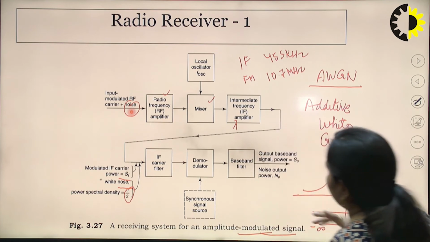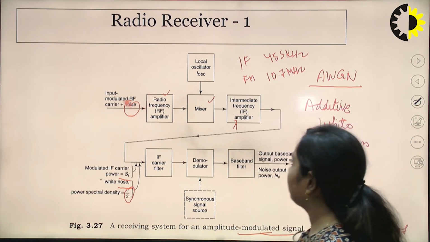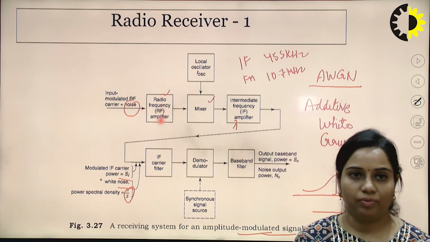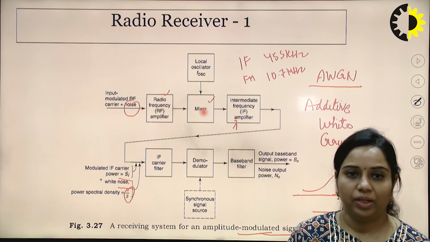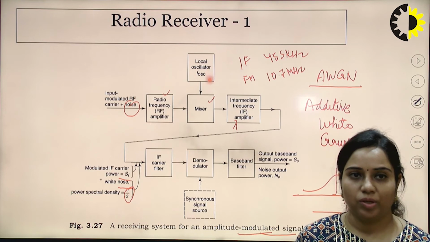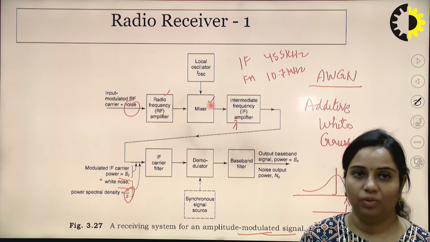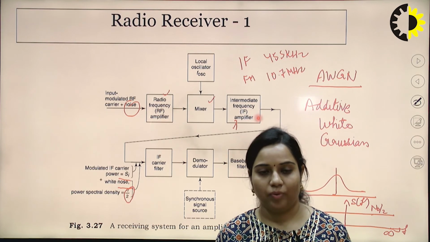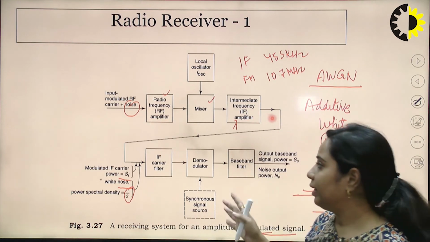For the superheterodyne receiver, when it is used for amplitude modulation, the IF frequency, a constant frequency, is 455 kilohertz, and when it is used for frequency modulation, it is 10.7 megahertz. That is a standard value in any numerical. If the value is not provided to you, then you can use it directly.